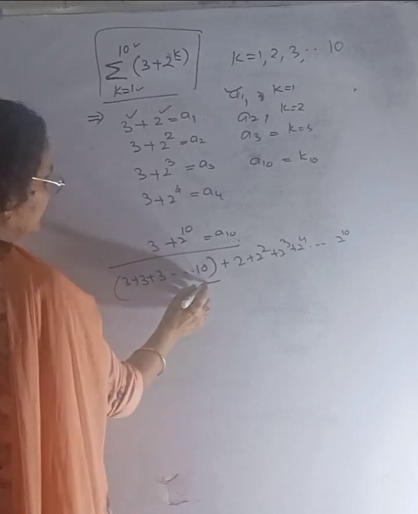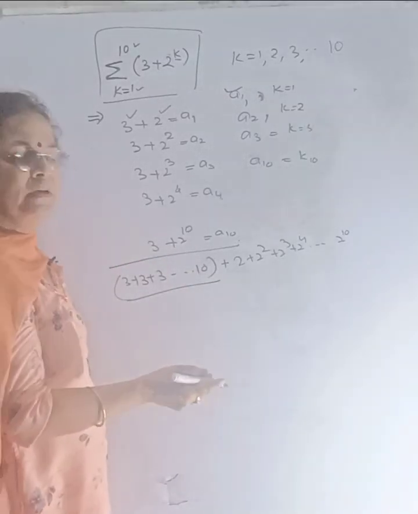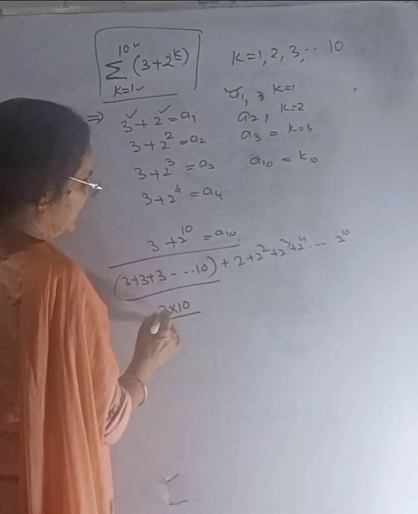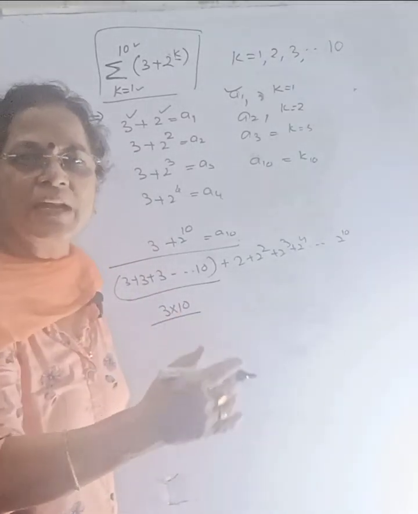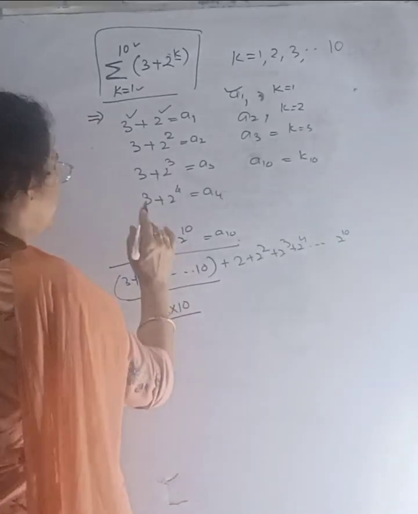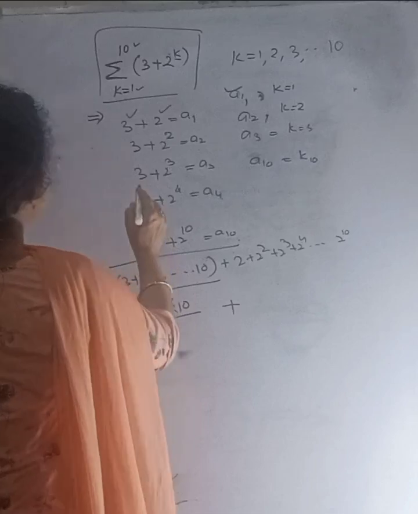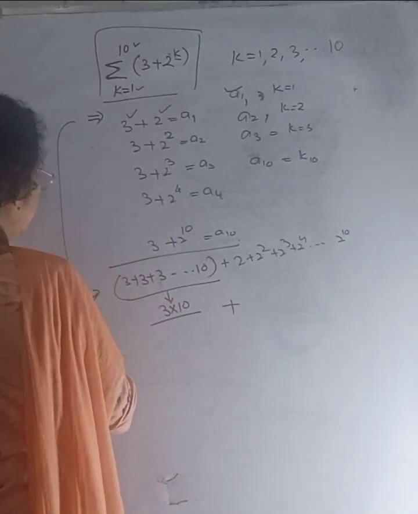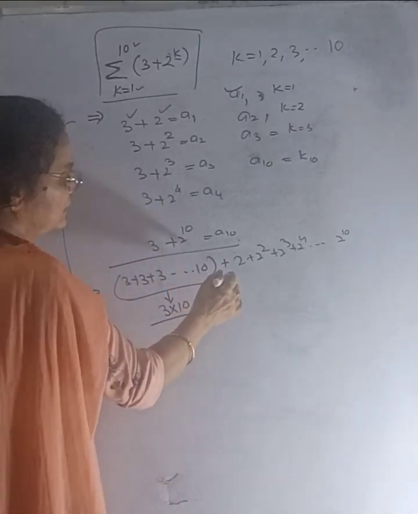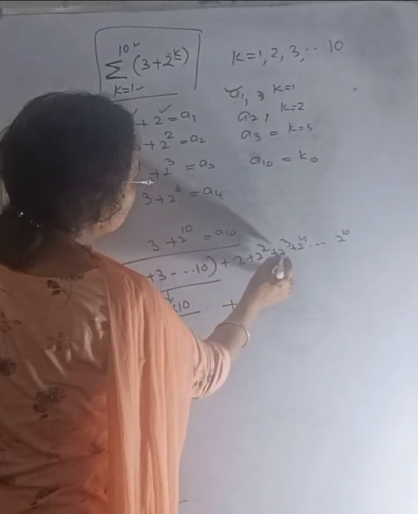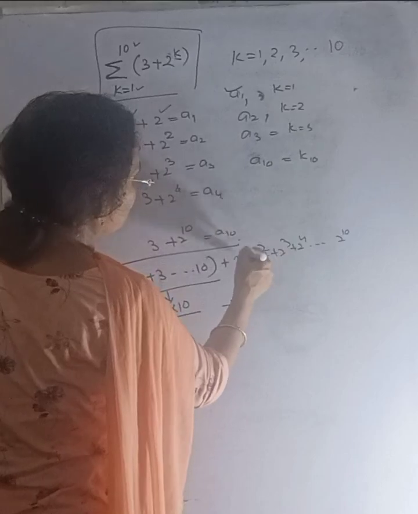It means now you will see this. This is not simply AP. This is 3 to be added up to 10 times. It means 3 into 10. This can be obtained as 3 into 10. Plus, this is the value of this. Plus this: 2, 2 to the power 2, 2 to the power 3 and so on.